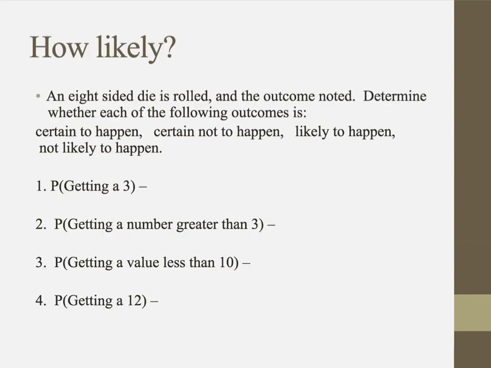So we got an 8-sided die. Usually we do a 6-sided die, but we're going 8 with this one, so be careful. Determine the likelihood of these outcomes. Remember, the P in front means probability of getting a 3. So what's the probability of getting a 3 on an 8-sided die? 1 out of 8. Perfect.